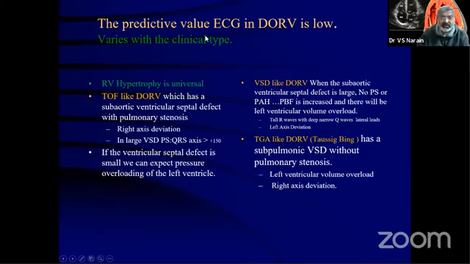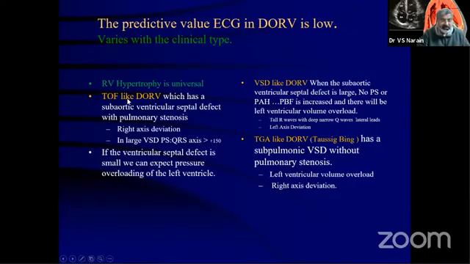So the predictive value of ECG in DORV is low, but it varies with the clinical types we have just enumerated. RV hypertrophy is universal. You will always get right ventricular hypertrophy in double outlet right ventricle, but you may get an additional left ventricular hypertrophy also in a situation where there is increased pulmonary blood flow or the ventricular septal defect is restrictive.